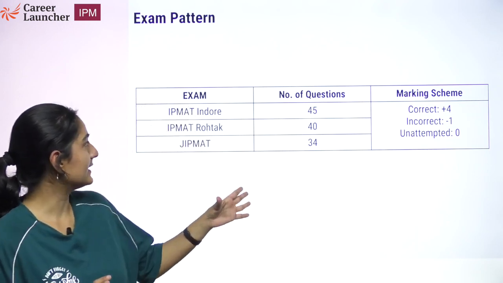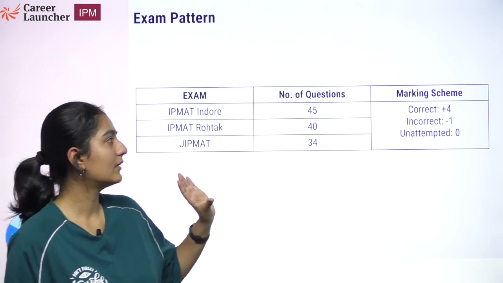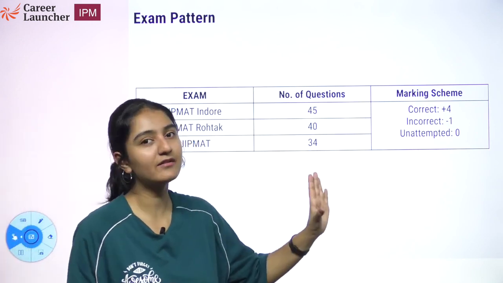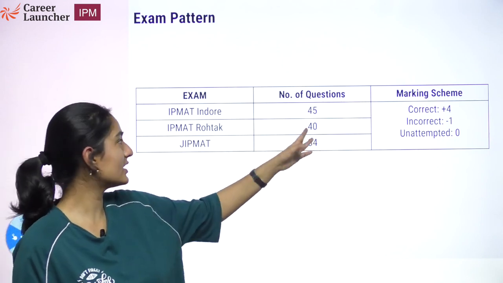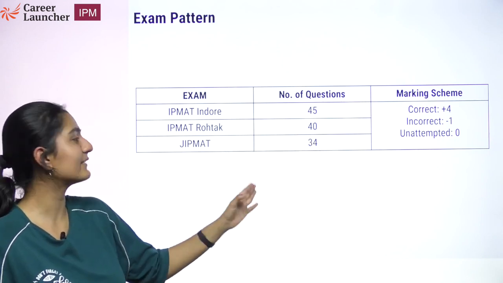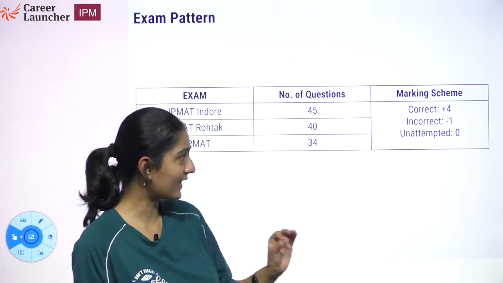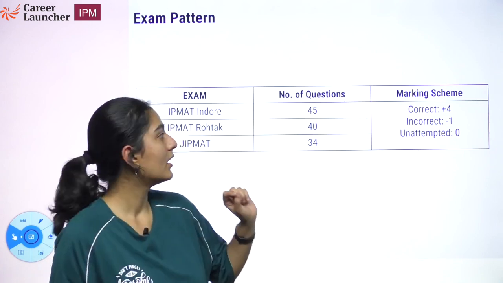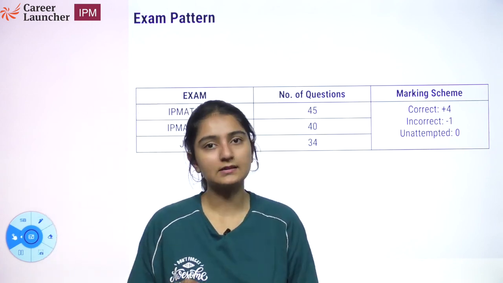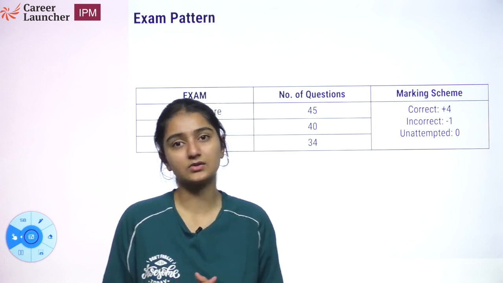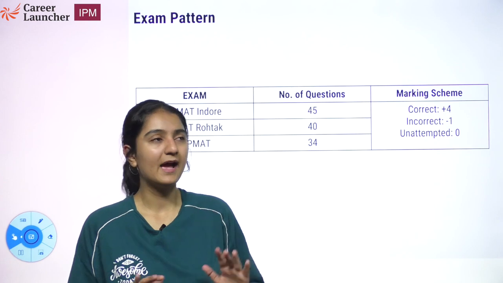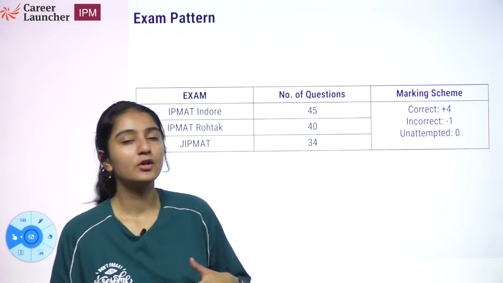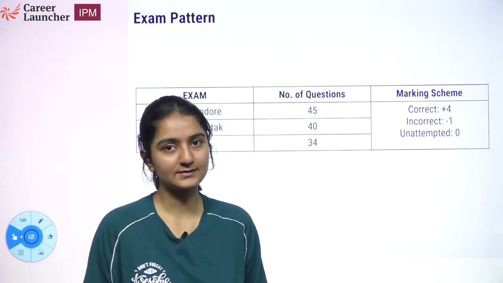Now, as you can see, the number of questions is different in all the exams. For example, for Indore, the number of questions is 45, for Rohtak it's 40 and for IPMAT it's 34. That being said, the marking scheme for all of these is the same. For every correct answer, you'll get 4 marks. For every incorrect answer, you lose 1 mark. And for every unattempted question, you'll not gain or lose any marks.